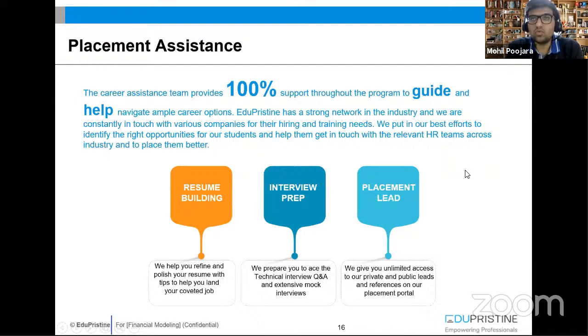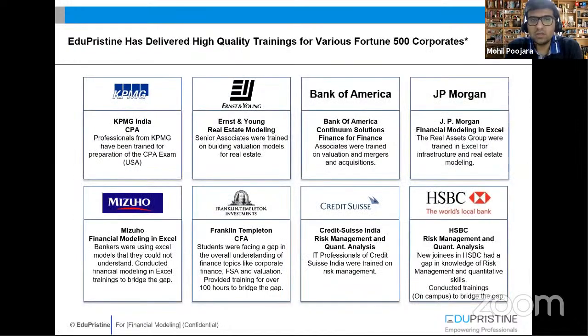But eventually the onus to go and crack that interview is on you, which frankly should not be a problem if you've really done the course well. Because the questions in the interview and how you answer them eventually is up to the level of preparation you put in. EduPristine cannot sit in an interview and answer questions for you. So that's also about the placement assistance that EduPristine provides.